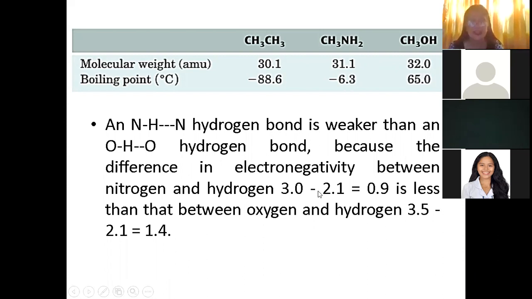And take a look, the difference in electronegativity of the nitrogen-hydrogen bond, as earlier, is 0.9, which is less than the oxygen-hydrogen, which is 1.4. So this is still polar, this one 1.4, while this one is non-polar. Okay, that is it.